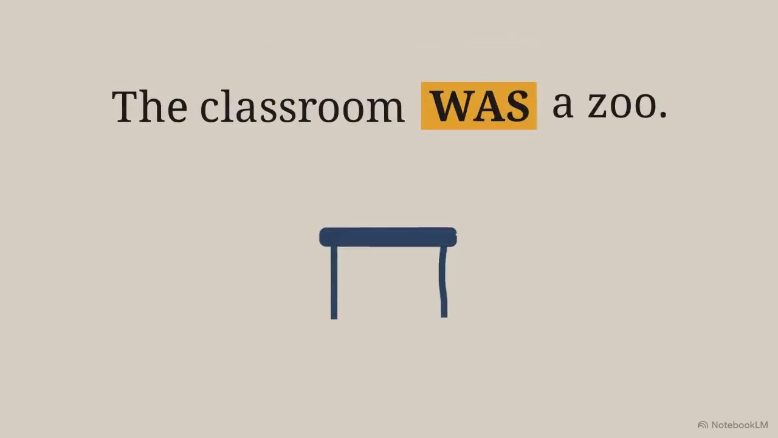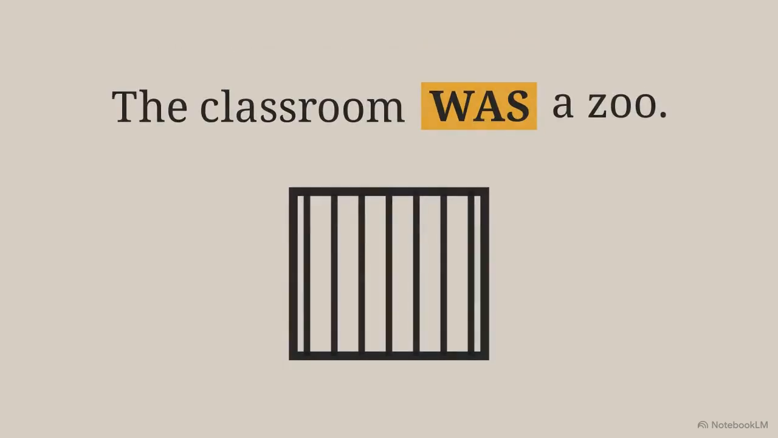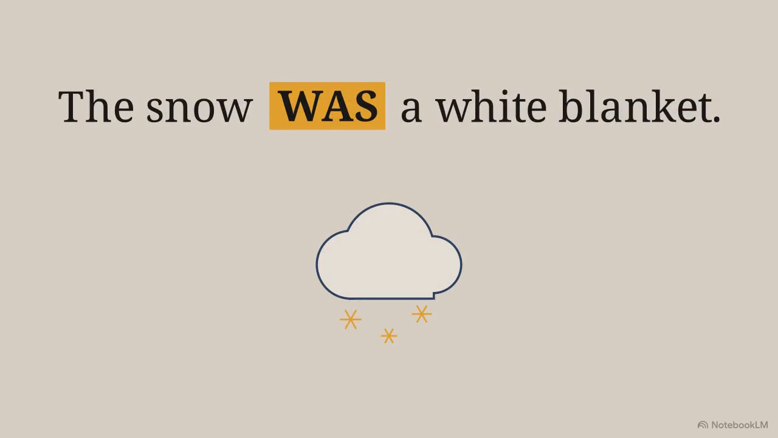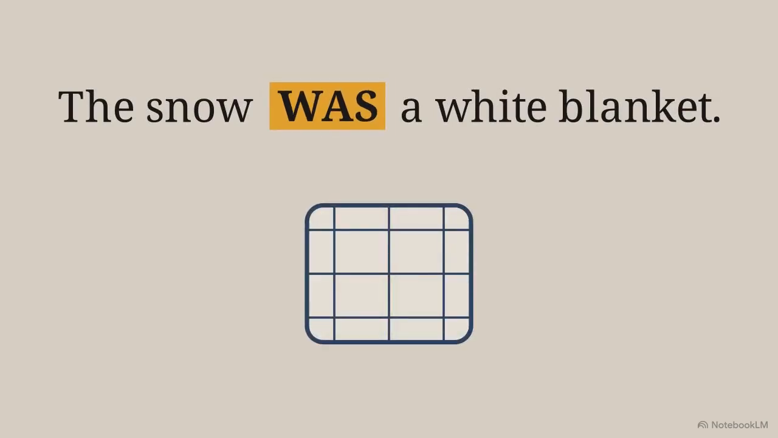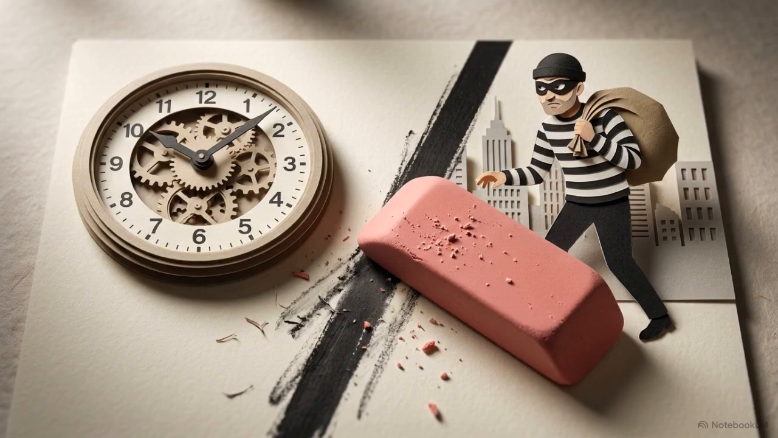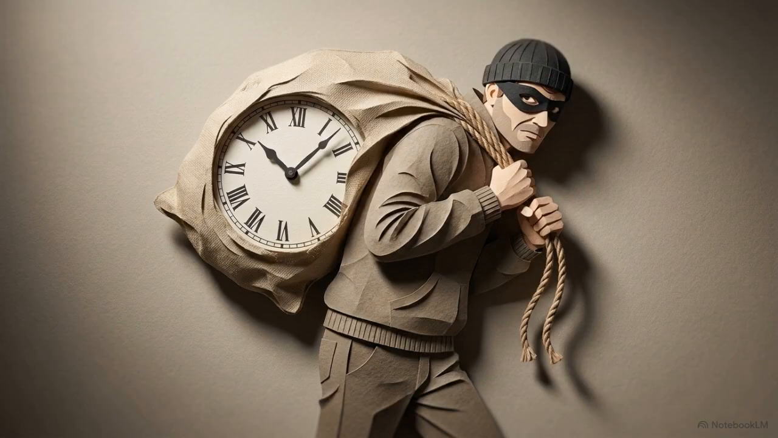You can use this for almost anything. We say time is a thief when the day disappears. A noisy room becomes the classroom was a zoo, and a heavy winter storm means the snow was a white blanket. A metaphor works because it erases the boundary between 2 different subjects. By cutting out the comparison words, you force the reader's brain to fuse both ideas into one single strong image.